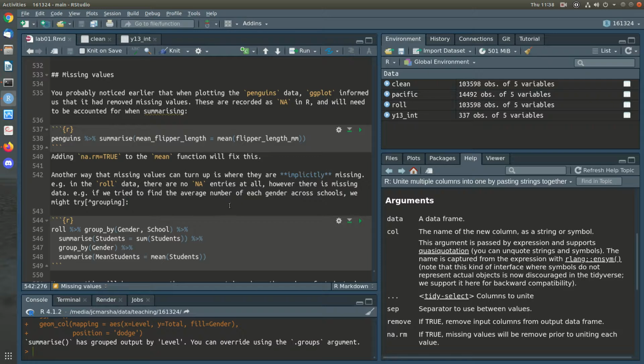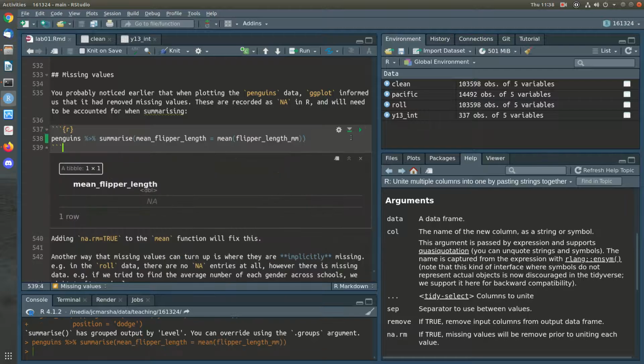Okay, so the last little bit we'll look at is something on missing values. You would have seen when we plotted the penguins data that we had some missing values there. And you can see that when we compute the mean flipper length here, which is just a mean function, then we get NA. So we need to add na.rm equals true to fix this.